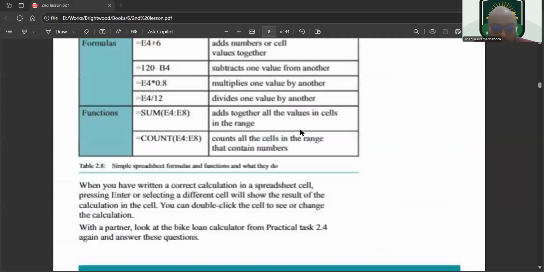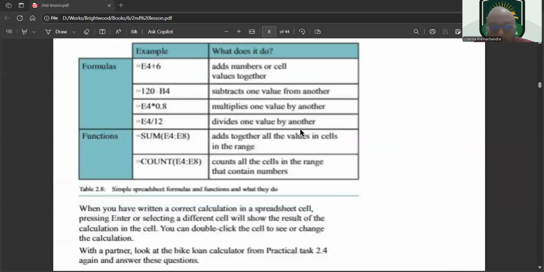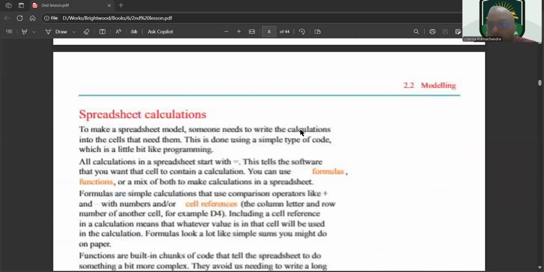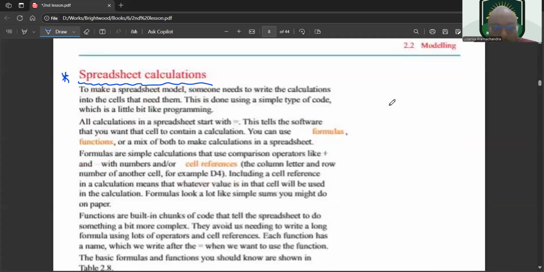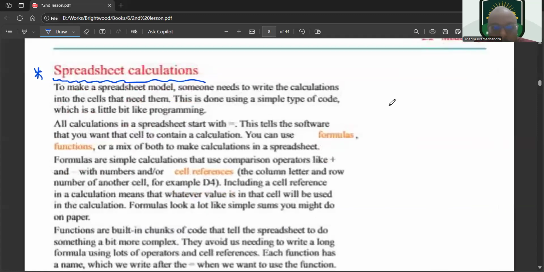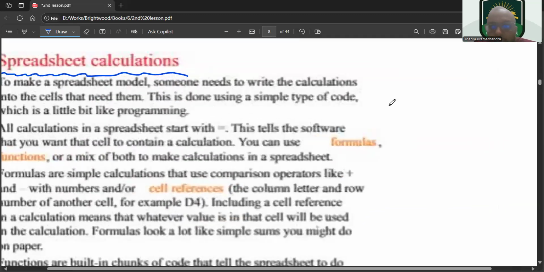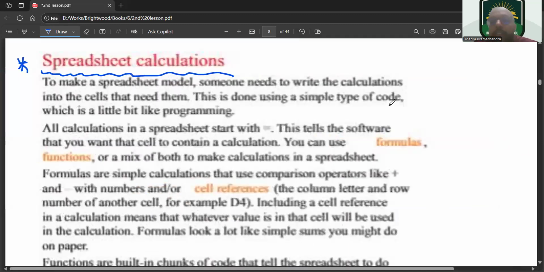For today, we will discuss spreadsheet calculations. We will discuss more and more about spreadsheet calculation today. Shall we move to that one? About spreadsheet calculation. Please write down the topic: spreadsheet calculation. They are having more calculation.